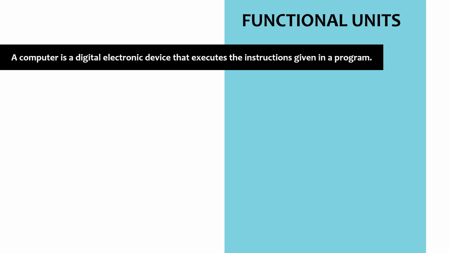First, see digital electronic device. Why is it an electronic device? Because it requires power supply. Digital. Why digital? Because it works with 0 and 1. So it's simple that a computer is a device which works with 0 and 1 and it requires power supply. Then, that executes the instructions given in a program.